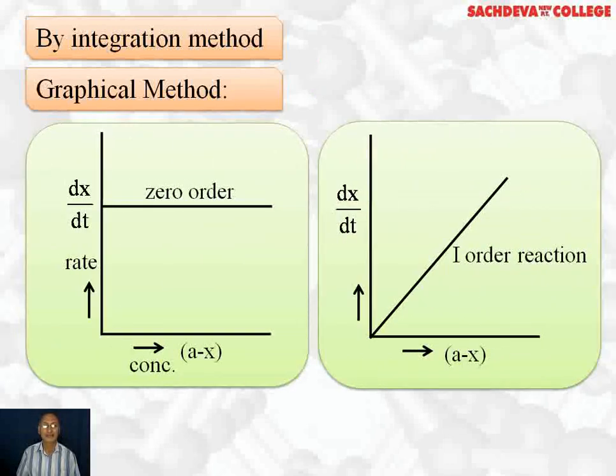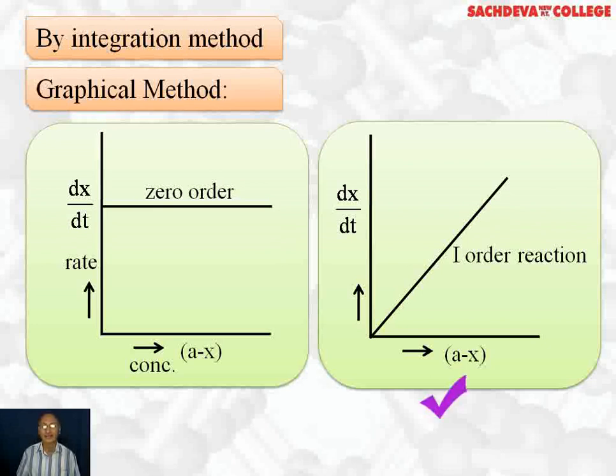In the graphical method, for zero order reaction, when we plot the concentration versus rate, as the concentration changes, the rate does not change. It means the rate of reaction is independent of the concentration of reactants. Why is it so? Because zero order reactions are usually very fast. For example, all photochemical reactions are zero order reactions. So they are completed within a fraction of seconds. So after that, if we increase the concentration of reactants, the rate of reaction will not change.